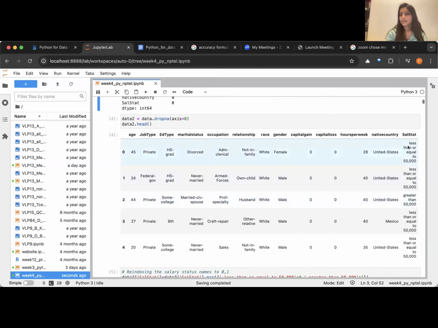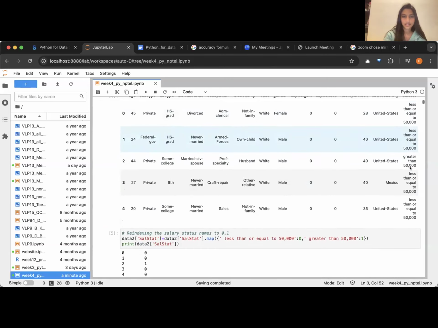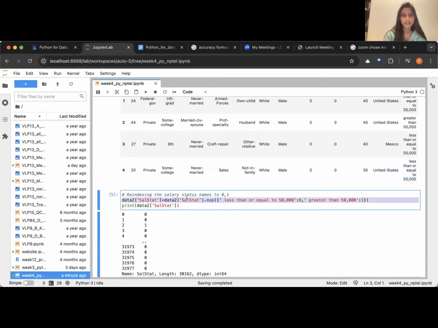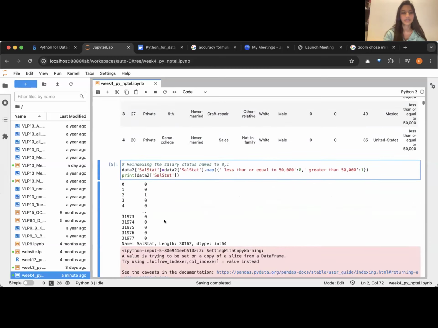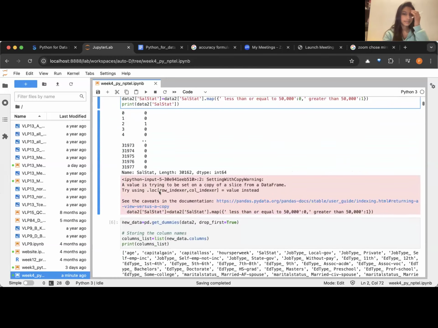By encoding, I mean, let's say you encode less than 50,000 as 0, and greater than 50,000 as 1. So it always has to be binary, zeros and ones. That's what we're doing here. We're replacing the column, mapping it: if this column has less than or equal to 50,000, we make it 0, and if it has greater, we make it 1.